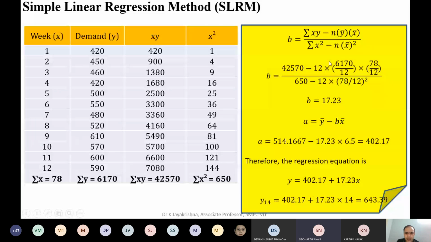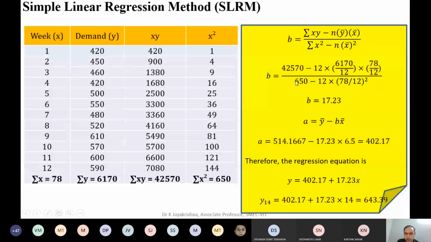Next, x square. I have to calculate the summation of x square. So I'm just squaring the first column. 1 square is 1, 2 square is 4, 3 square is 9, 4 square is 16. Like that I'm calculating till 12 square, which is 144. Then I need the summation of x square, so I'm summing up all the x square values and I'm getting the value of 650.